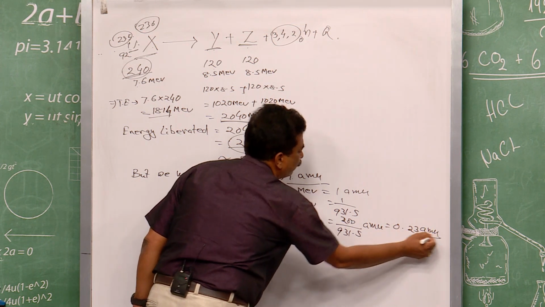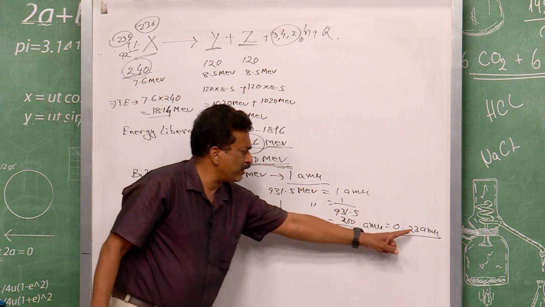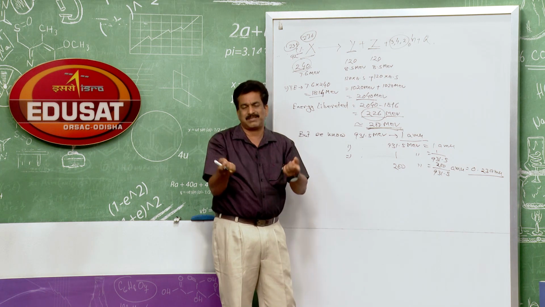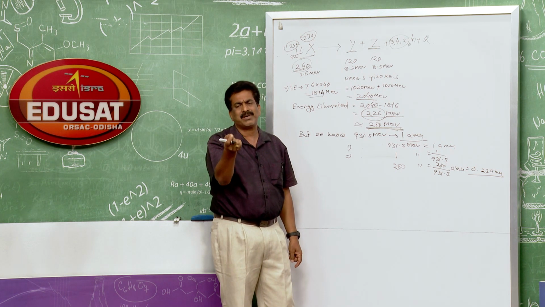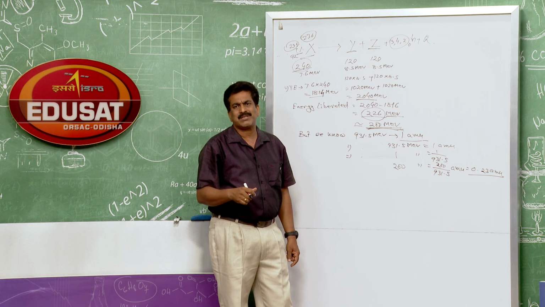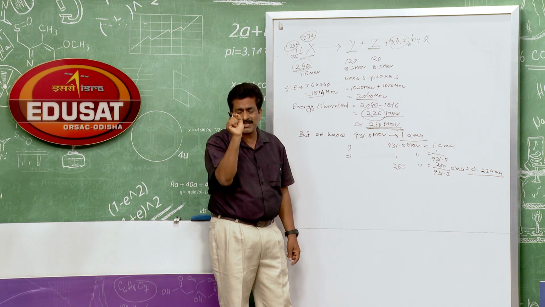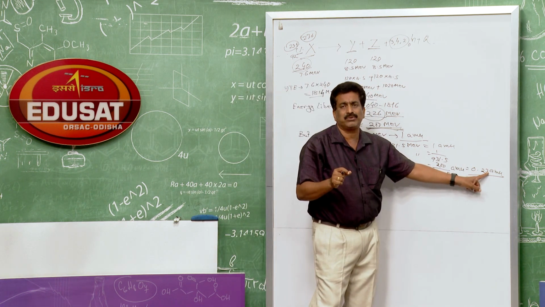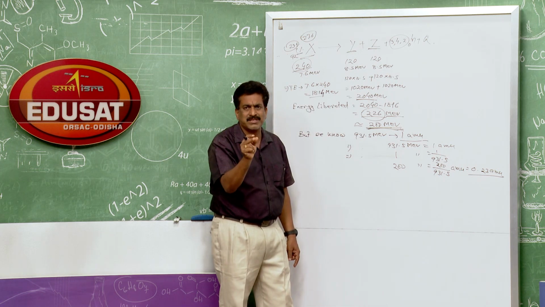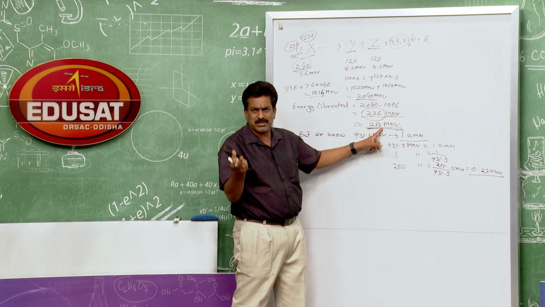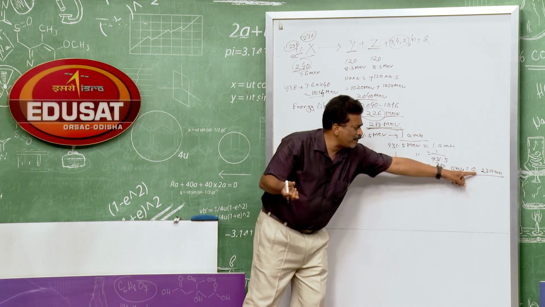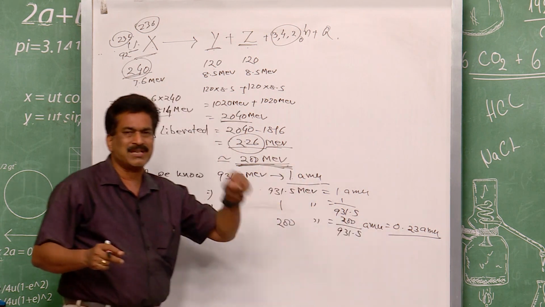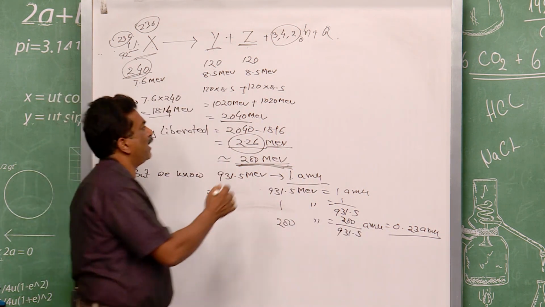0.23 AMU. So 0.23 AMU, you just imagine what size of mass that is. 1 AMU is 1.6 into 10 to the power of minus 27 kg. That means that is a very small portion, and out of that it is only 0.23. Means if a uranium nucleus is there, if this amount of energy is being liberated, then this amount of mass is being lost. And if that amount of mass is lost, what percentage of the mass is it losing?